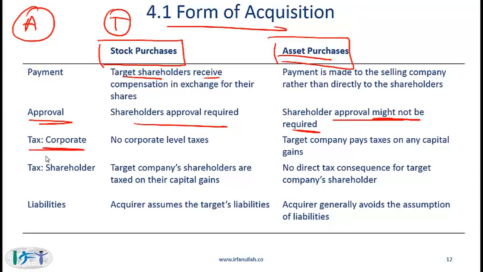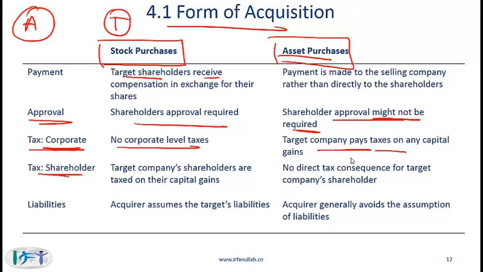What about taxes? We will look at taxes from two perspectives. One is corporate taxes, in other words, the corporate taxes paid by the target company, and the other is taxes paid by shareholders. In terms of corporate taxes, with a stock purchase, there is no corporate level tax, but the shareholders of the target company will need to pay taxes based on capital gains. With an asset purchase, the target company pays taxes on capital gains. This is the capital gains on the assets.